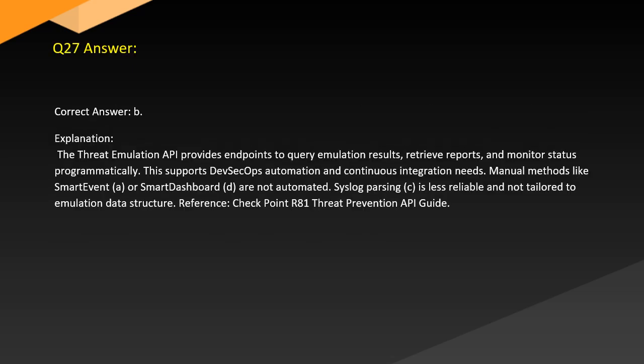Answer. Correct answer: B. Explanation. The Threat Emulation API provides endpoints to query emulation results, retrieve reports, and monitor status programmatically. This supports DevSecOps automation and continuous integration needs. Manual methods like SmartEvent, option A, or SmartDashboard, option D, are not automated. Syslog parsing, option C, is less reliable and not tailored to emulation data structure. Reference: Check Point Threat Prevention API Guide.